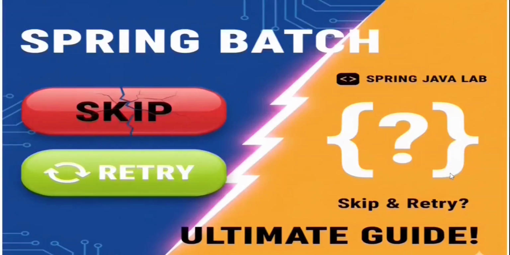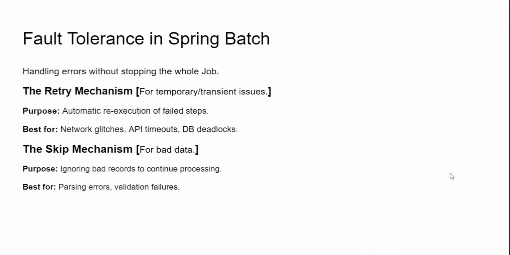In today's video, we'll see how we can implement skip and retry in Spring Batch. So the first question is why we need retry. Retry is for temporary issues. Let's say from the batch application, you are calling some third-party REST API and that API is down. Then for those particular records, you should retry because it is a temporary error. When you retry after a few seconds, there is a chance that it will process successfully.